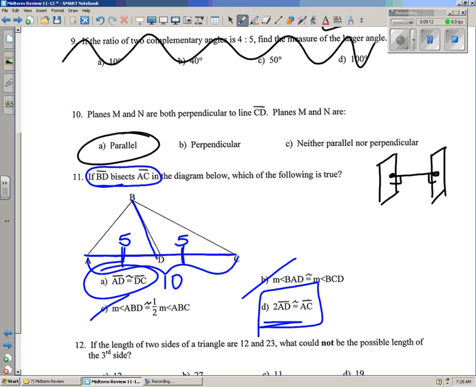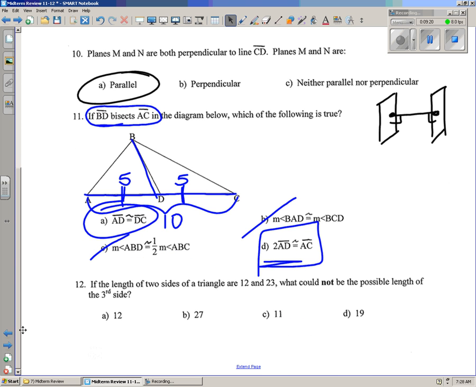So 2 times AD, 2 times 5, is AC, which is 10. So there are actually 2 correct answers for that. There's a typo in that question. Just fix it. All right, number 12.